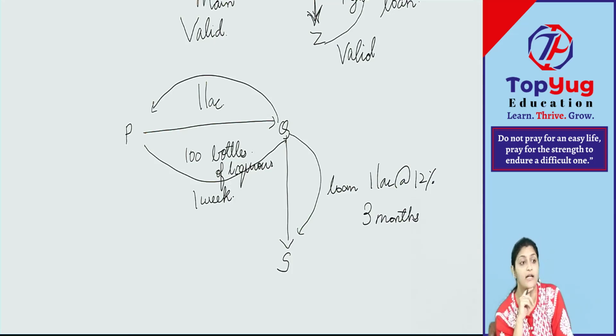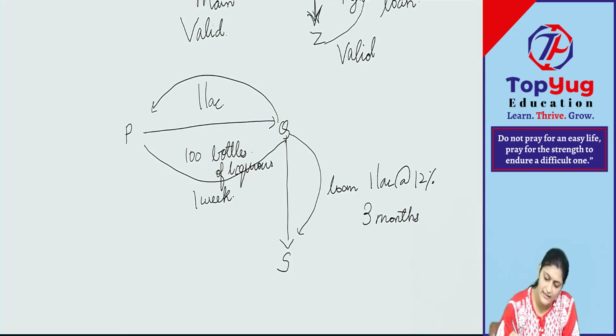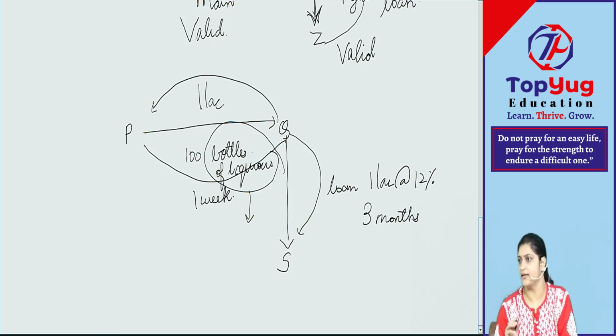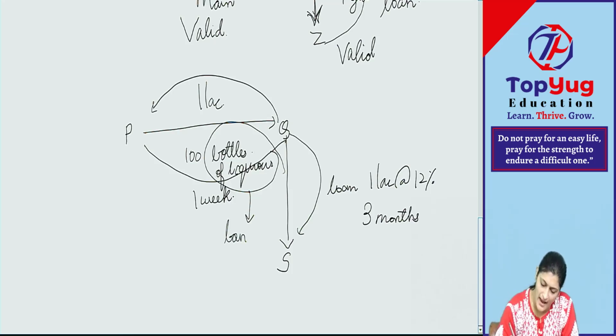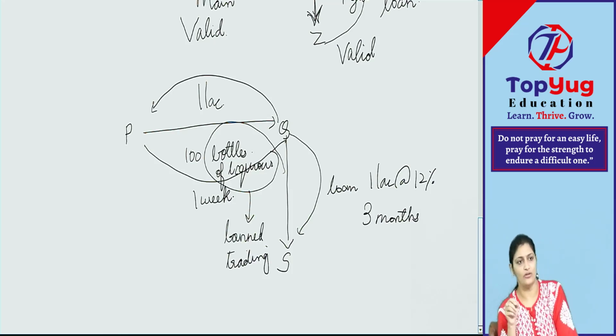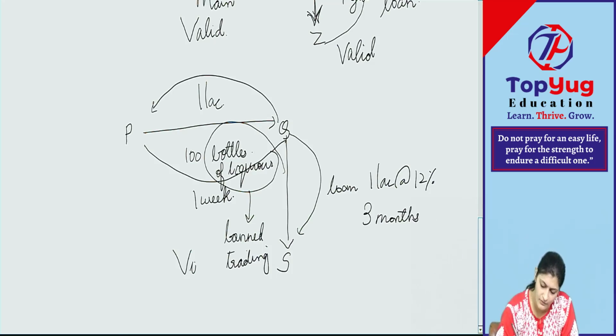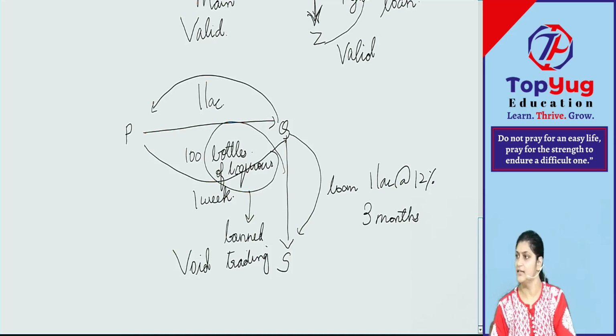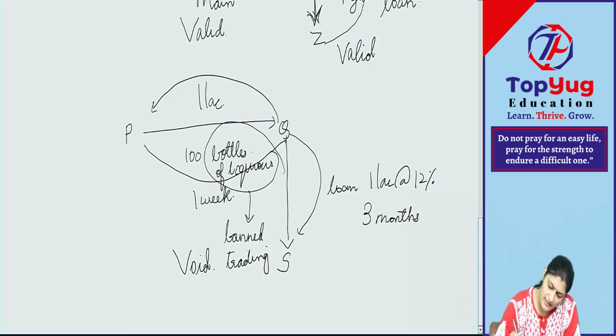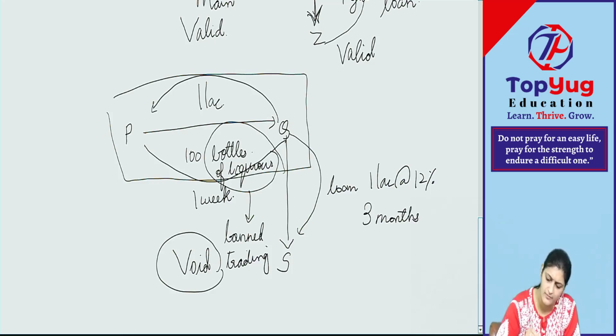After 2 days only, government passed a rule saying that there will not be any trading of liquor in the area. So they have banned trading of liquor. Now this is something which was very much valid when it was formed, now it has become void. It has just become void. Is this point clear?